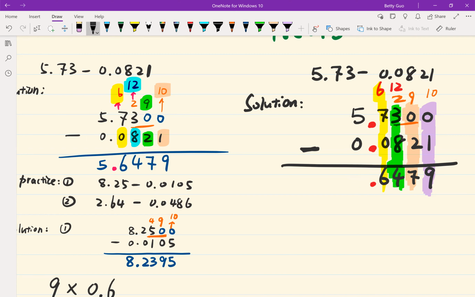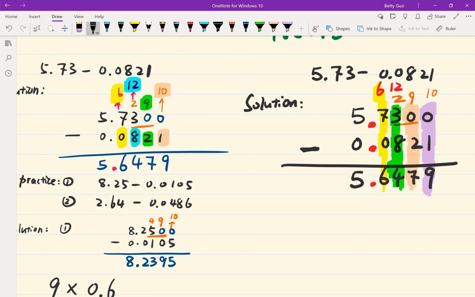5 minus 0 is 5, of course. All right, this is a very good problem. We have to borrow twice. You borrow 1 from 30, so 30 becomes 29, and 0 becomes 10 here. When you try to use 2 minus 8, you have to borrow again. So 2 becomes 12, 7 becomes 6. Make sure all the numbers on the top are bigger than the numbers on the bottom. So the difference, the subtraction, is 5.6479.